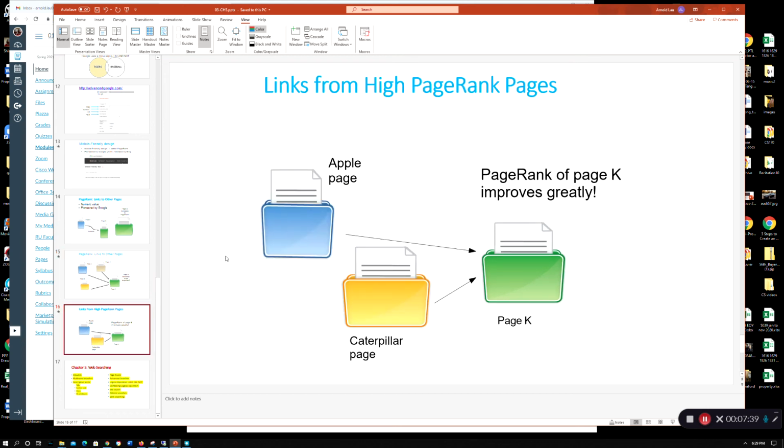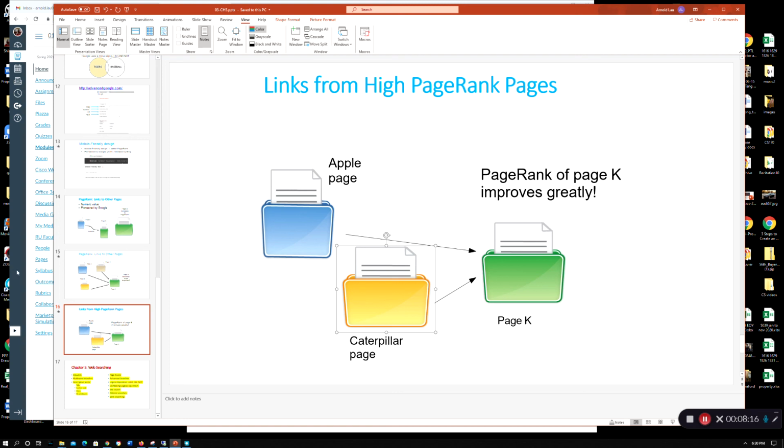Okay, and then this goes to the point where I was talking about here. So Apple page, Caterpillar page. These are official, highly ranked pages, especially the Apple page, and that points to page K. So you can call this an authoritative page. The authoritative page pointing to you increases yours. It almost gives your page credibility. That's why page K is going to get its rank boosted up a lot by this.